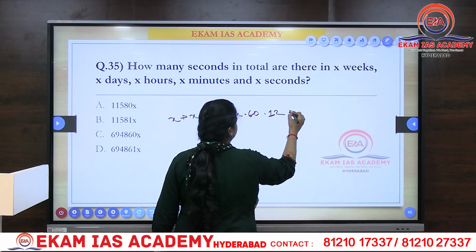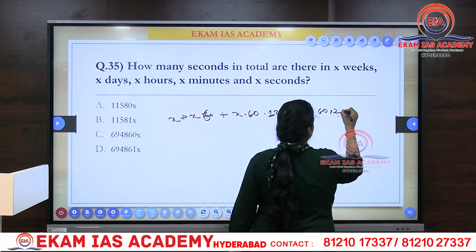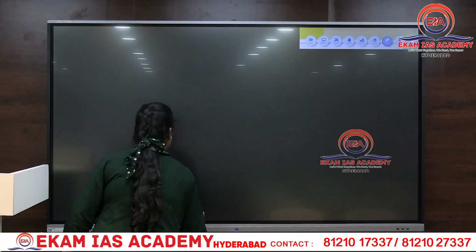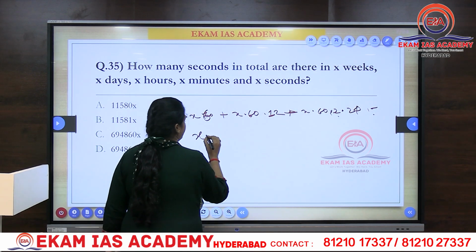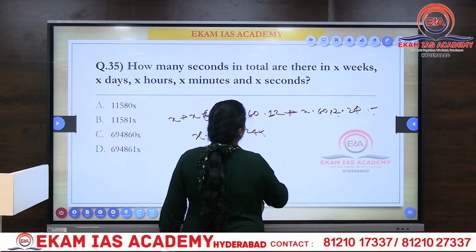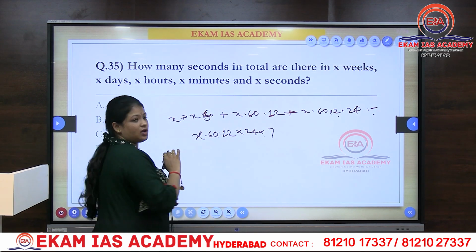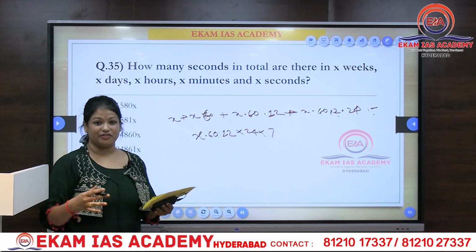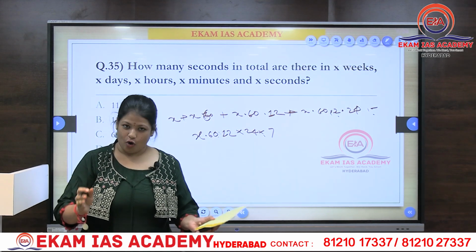x into 60 into 12, x days, x into 60 into 12 into 24, plus, I'm really sorry, plus weeks, x into 60 into 12 into 24 into 7. So in this long calculation, do not run behind this bulk calculation, simplify it. This question is intended to test your general common sense.